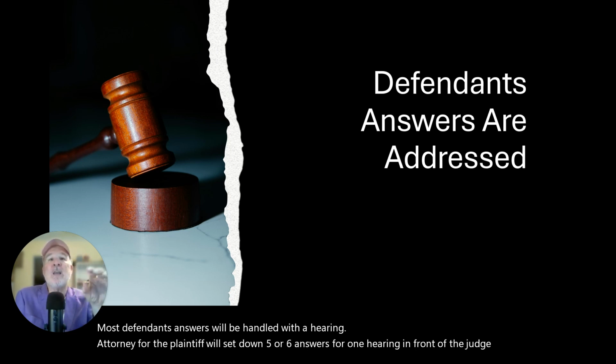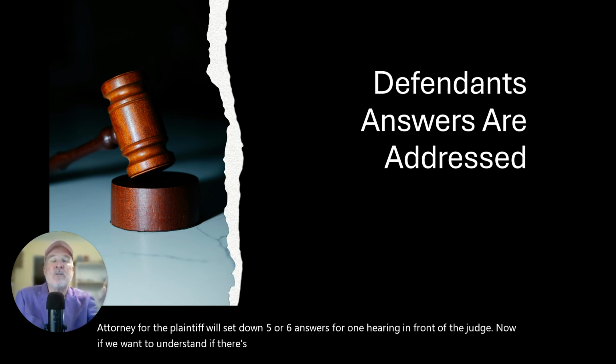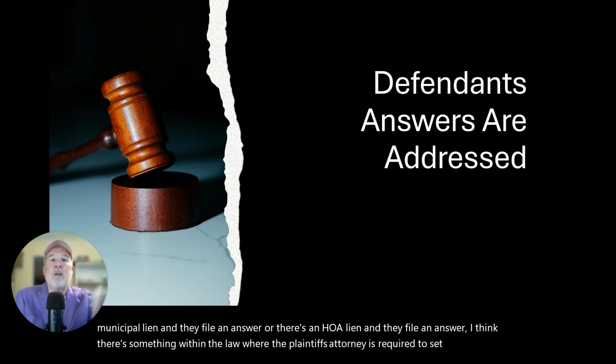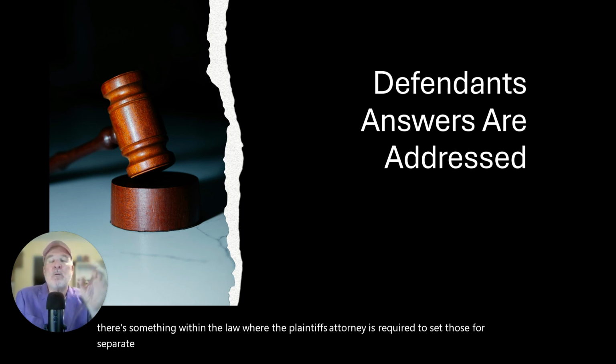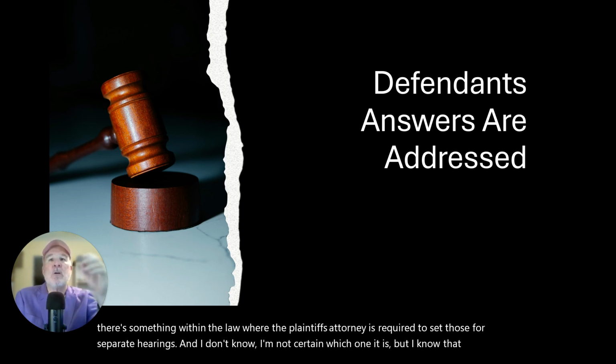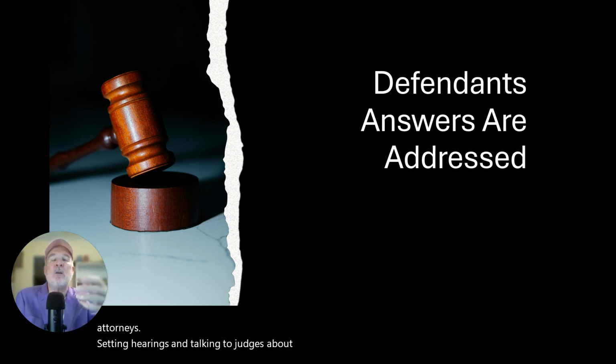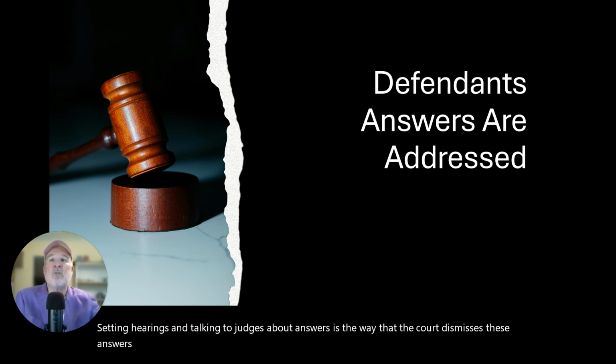Now, from what I understand, if there's an IRS lien and they file an answer, if there's a municipal lien and they file an answer, or there's an HOA lien and they file an answer, I think there's something within the law where the plaintiff's attorney is required to set those for separate hearings. I'm not certain which one it is, but I know that plaintiff's attorneys setting hearings and talking to judges about answers is the way that the court dismisses these answers. And that's how it's done with most answers.